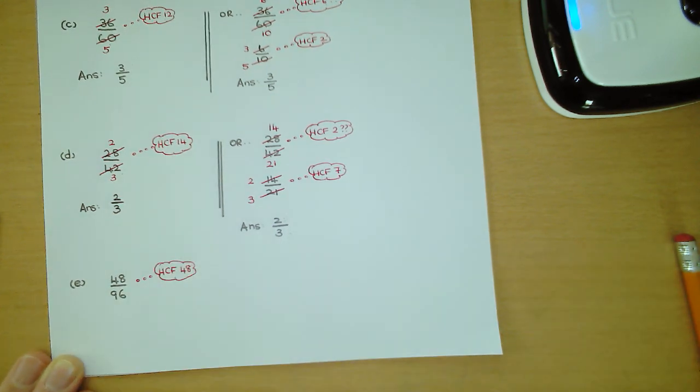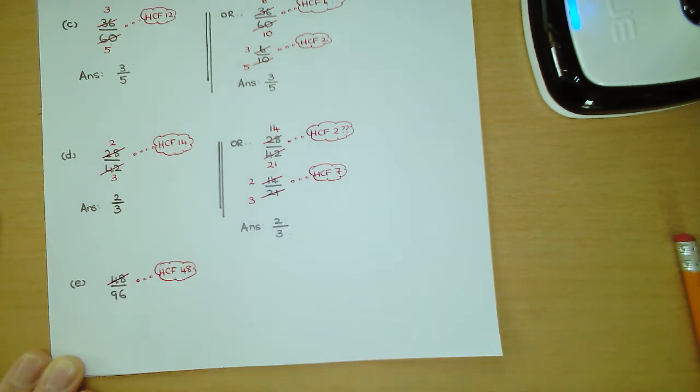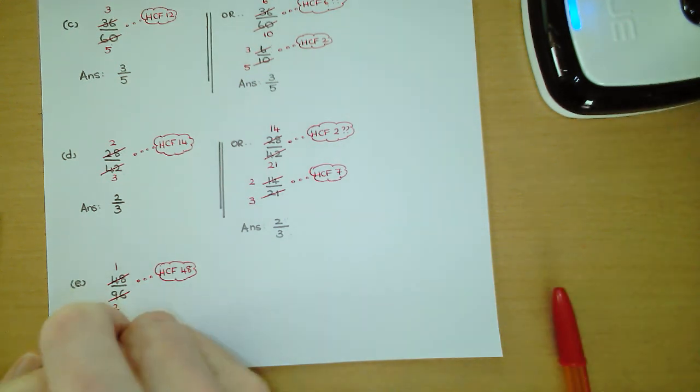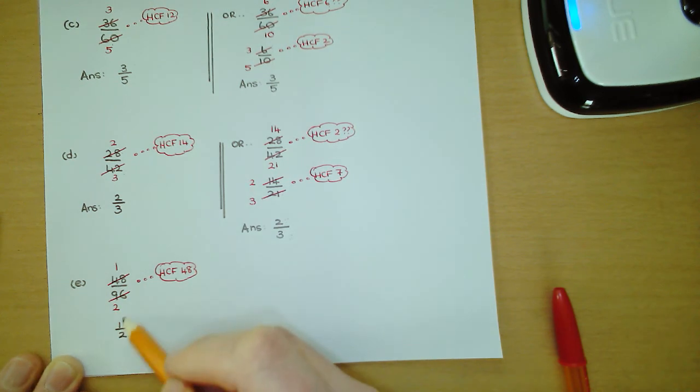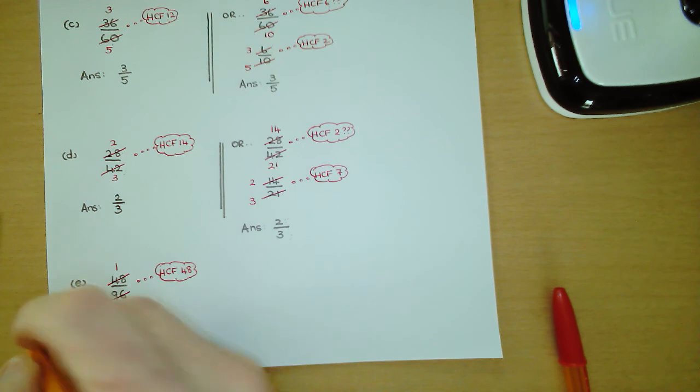So we're going to divide both the numerator and the denominator by 48. So divide the numerator by 48, we get 1. Divide the denominator by 48, we're going to get 2. And again, we're left with 1 over 2. That fraction is fully cancelled. The largest number that goes into numerator and denominator is just 1.